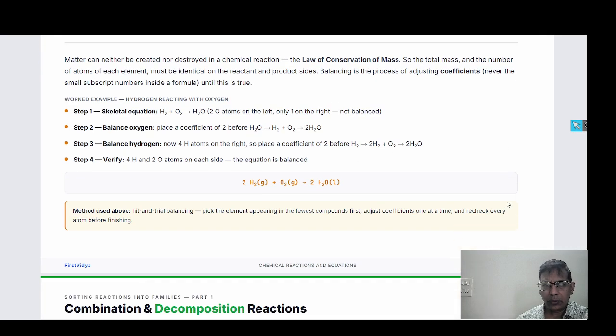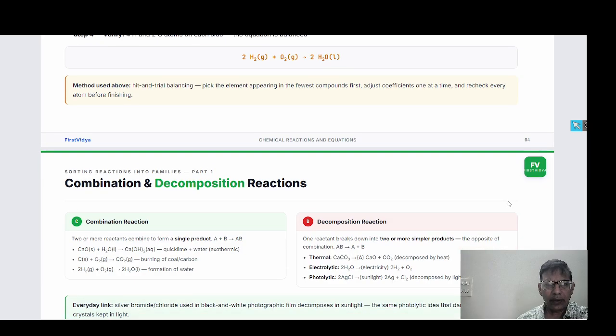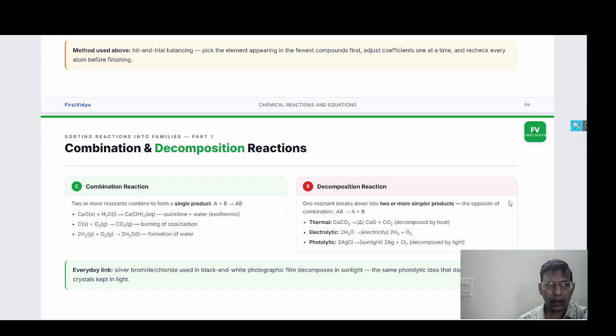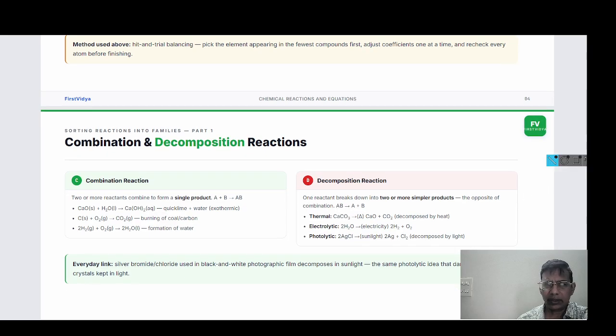Okay, so now, different types of reactions, right? Some of these are very popular reactions. Let's understand them: combination and decomposition reactions. A combination reaction is when reactant A and reactant B combine to finally form AB, right? Suppose calcium oxide is here and H2O. Calcium oxide and water will create calcium hydroxide, right?